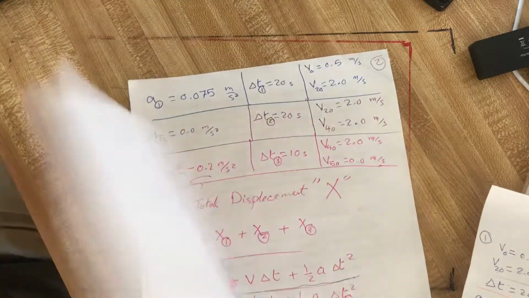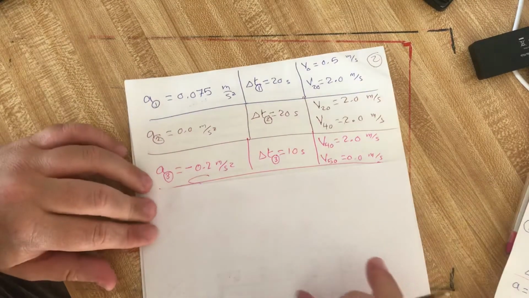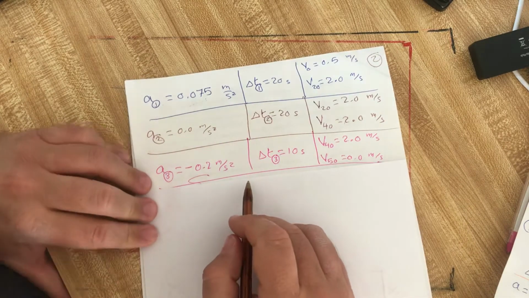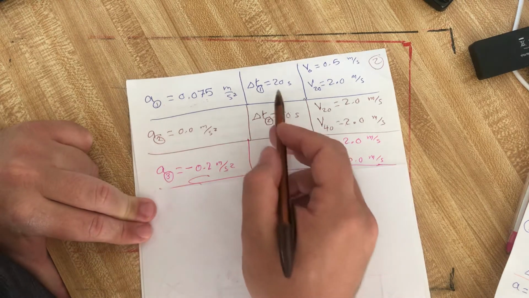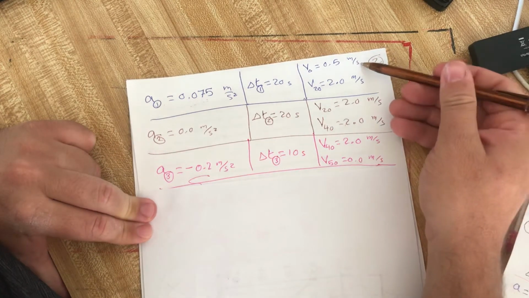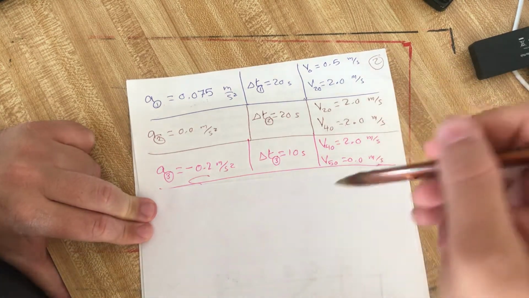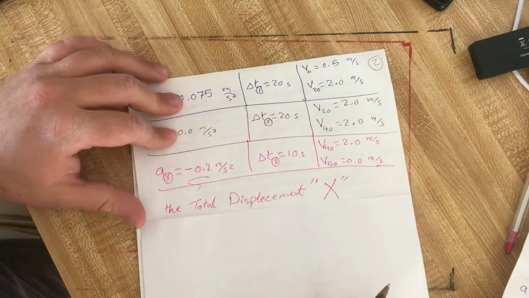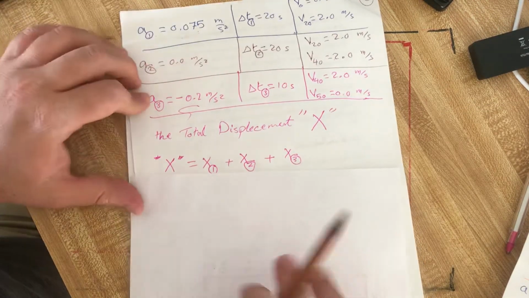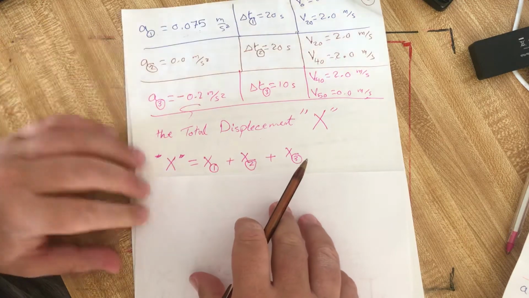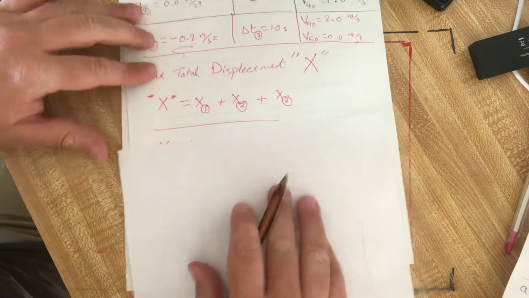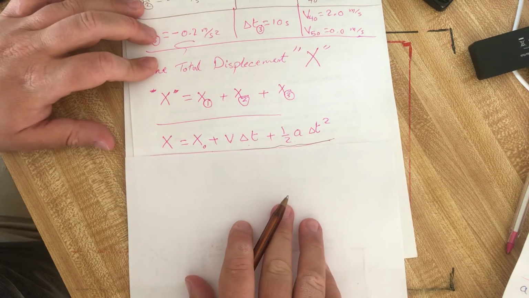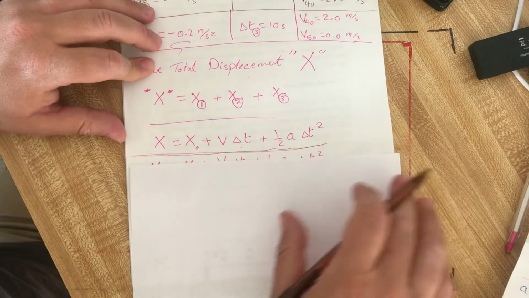Now I need to summarize all the information in my question. I computed the accelerations, I have the time periods, I have v initial and v final for each stage. So I can use the equation. The total displacement is the displacement in each period of time. Okay, I will use this equation as we told you before.